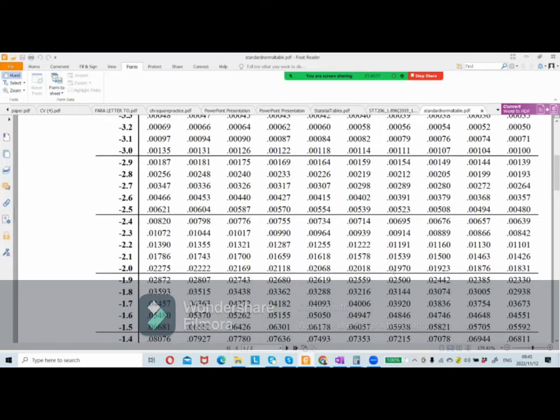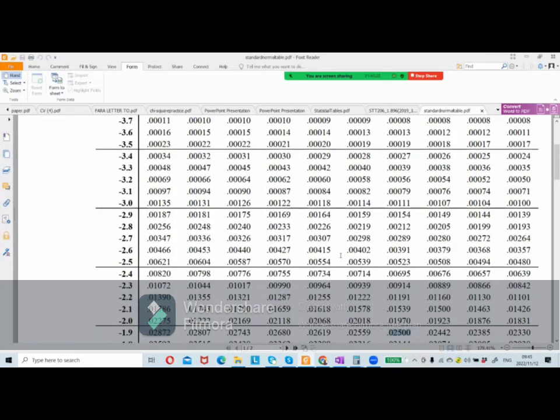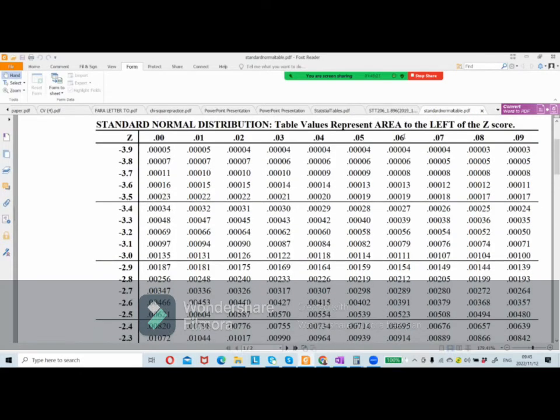So look at this. Can you see it? Hello? It's blurred. Yes, sir. We can see. Yes. This is 0.025. Under what? 1.9. 1.9 what?